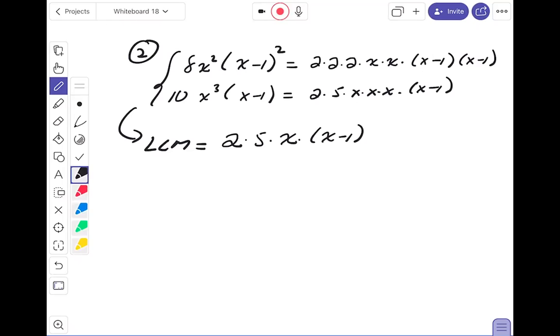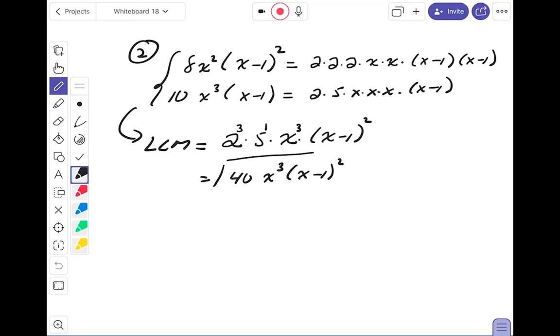Maximum number of times they occur in any one of those factorizations. Well, the 2 occurs 3 times, the 5 occurs once, the x occurs 3, and the x minus 1 occurs twice. A little bit of simplification. What do you get over here? 40 x cubed x minus 1 squared.